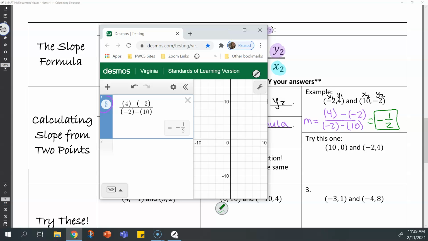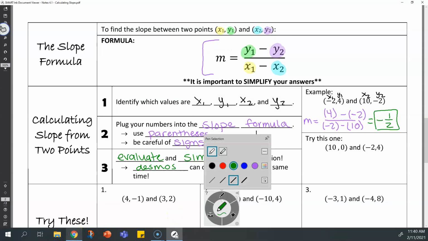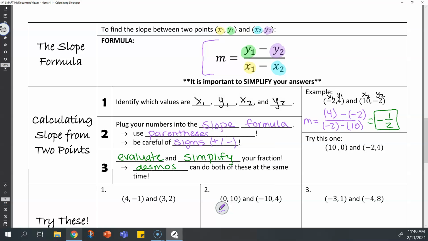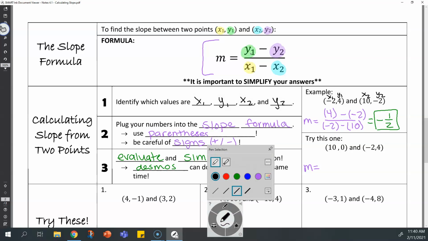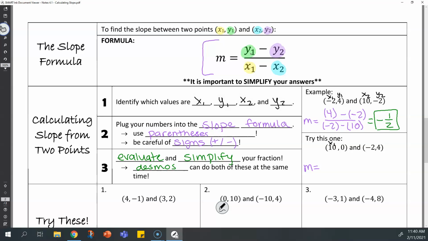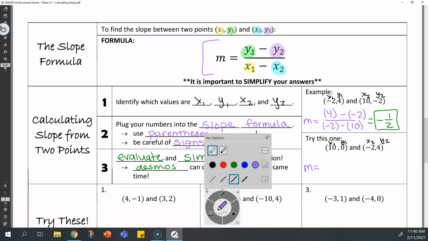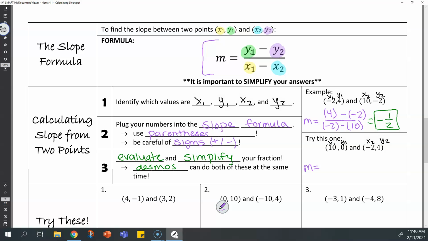Let's try another one. Work through this one with me. Remember that we're going to start by plugging our values into the slope formula. So m equals y1 in this case. I've got to label them first. That will help. So 10 is my x1, 0 is my y1, negative 2 is my x2, and 4 is my y2. Remember, x from the first, y from the first, x from the second, y from the second. Now that I've labeled these, I can plug them into my formula.